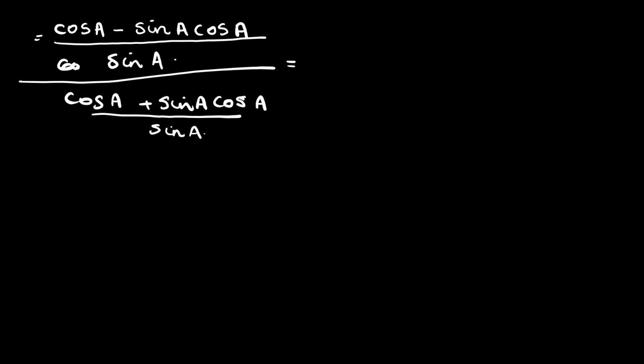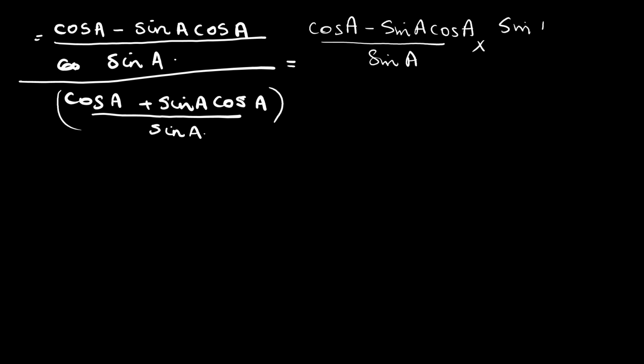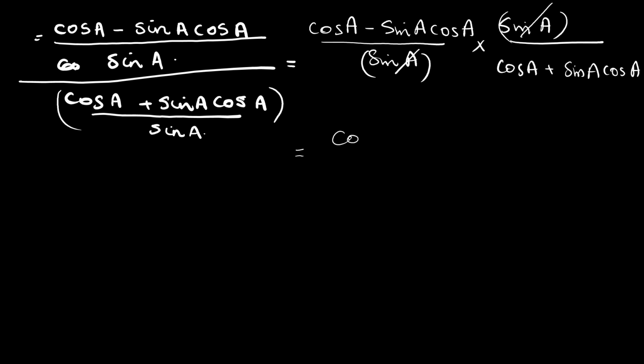Now this can be written as cos a minus sin a cos a divided by sin a, into, take the reciprocal of this term, that is sin a divided by cos a plus sin a cos a. Now this sin a and this sin a got cancelled. Now this is equal to cos a minus sin a cos a divided by cos a plus sin a cos a.